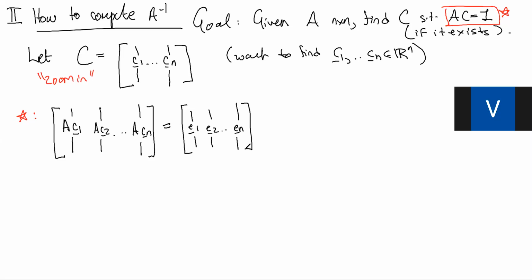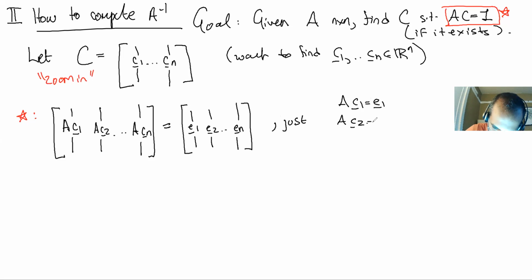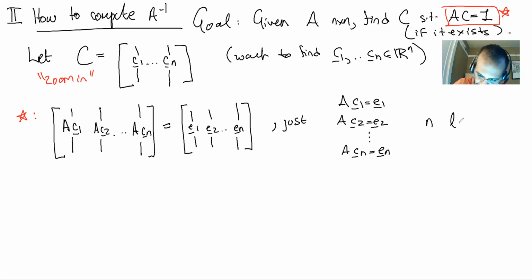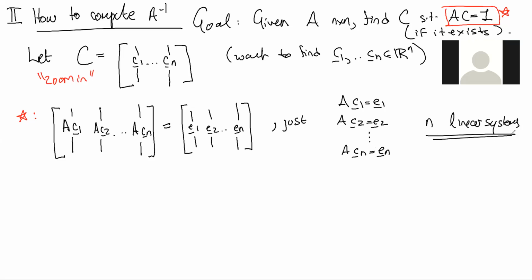Can we write individual augmented matrices like A, E1 to find C1? Exactly. Exactly. That's a great idea. So you can just look at each column individually. And it's just a bunch of equations, right? AC1 equals E1, AC2 equals E2, all the way up to ACn equals En. So it's n linear systems. And we know how to solve linear systems, right? Row reduction.